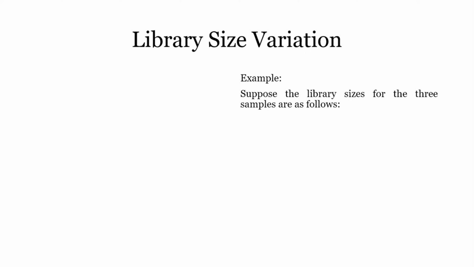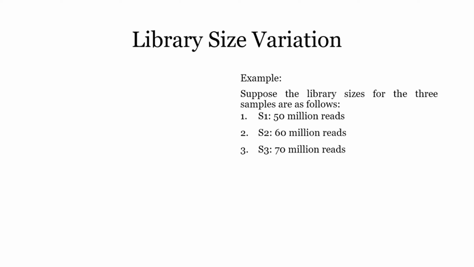For example, suppose the library sizes for 3 samples are as follows. S1, or sample 1, has 50 million reads, while S2 has 60 million reads, and S3 has 70 million reads. In this case, the raw counts are directly influenced by the library size.